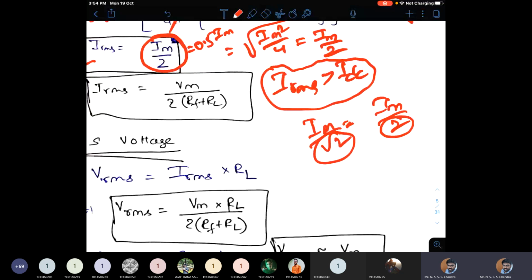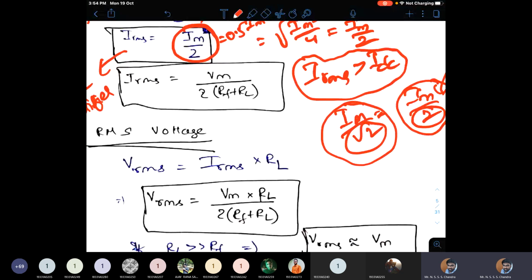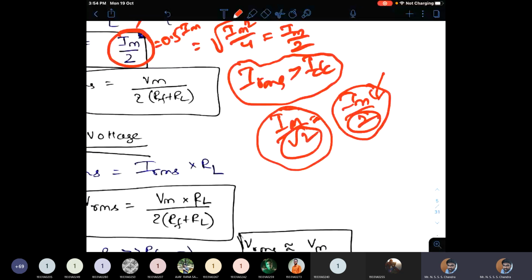So in a half wave rectifier, the RMS value will be less than the RMS value of your supply voltage, supply current. If you are taking a full sinusoidal signal, your RMS value is Im by root 2. But when you are taking a half wave rectifier application, the current is only Im by 2. So this is a small value and this is a larger value. In a half wave rectifier, your current is smaller compared to a condition where you have a full sinusoidal signal.